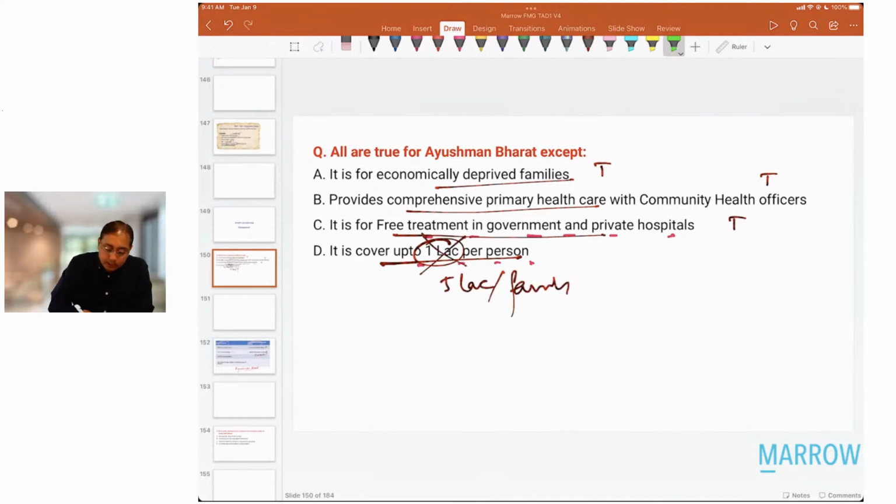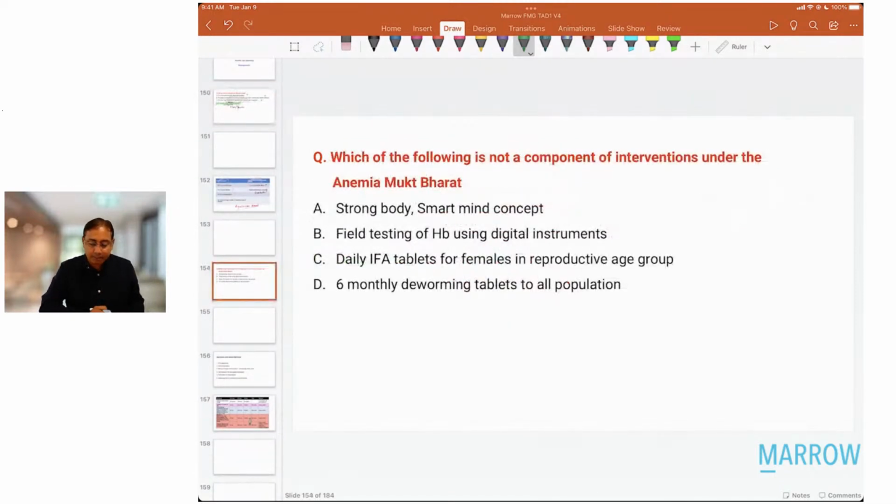So which is the wrong answer? It is option D, which is the wrong answer. All are true for Ayushman Bharat except.